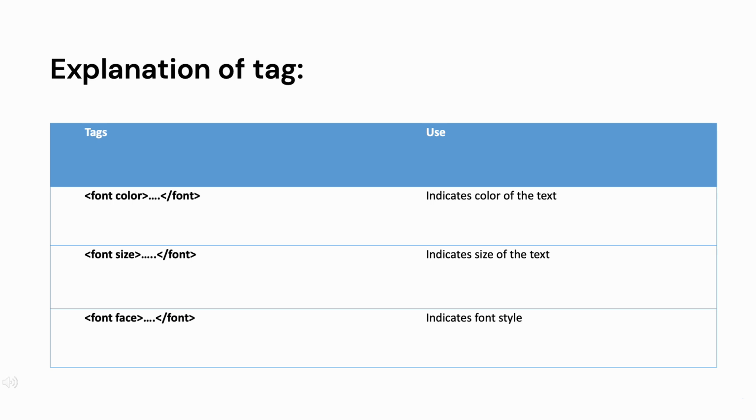Explanation of tag. Use. Indicates color of the text. Indicates size of the text. Indicates font style.